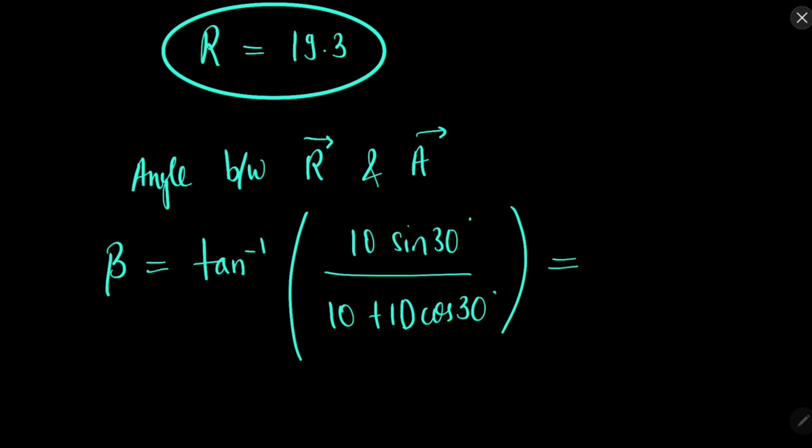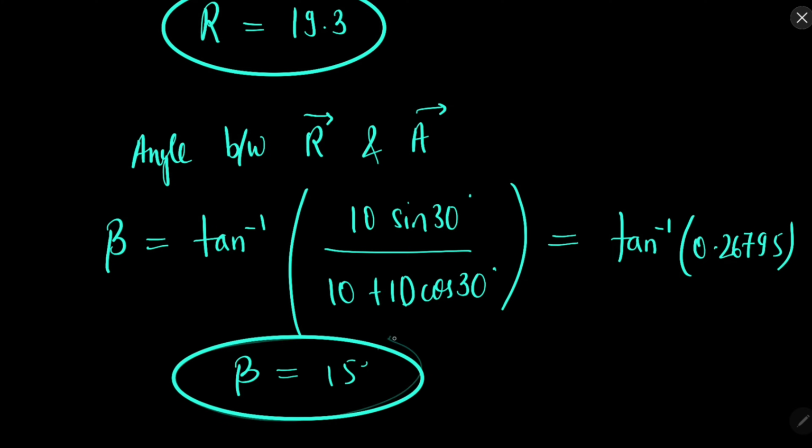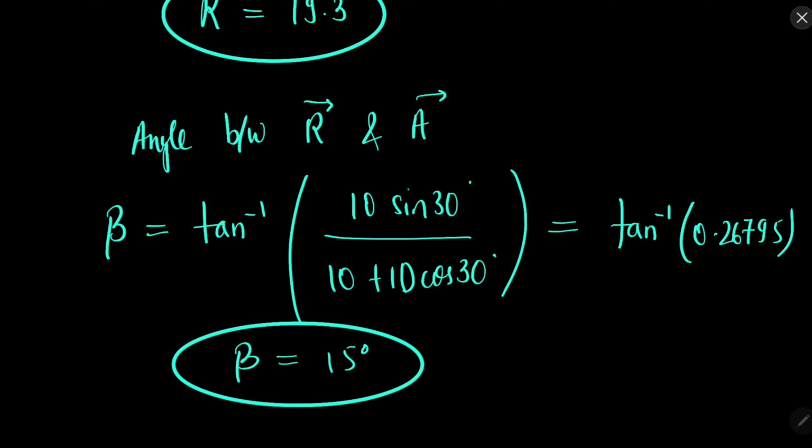So after solving this, what will we get? We will get tan inverse 0.26795 approx. After solving this using a calculator, you will find that it is approximately 15 degrees. So the angle between the resultant and A will be 15 degrees.